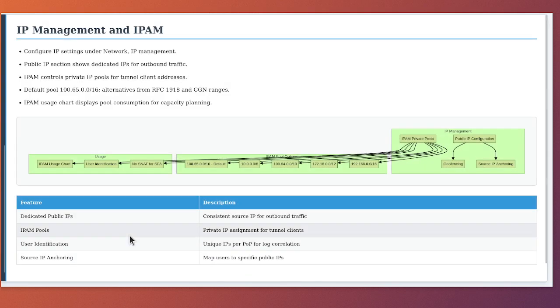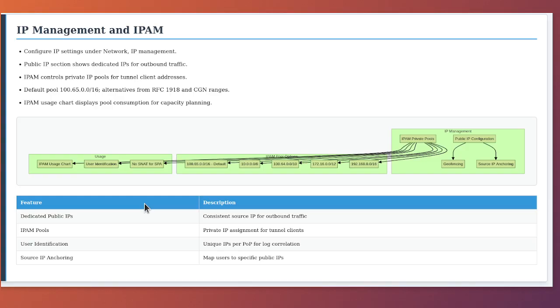IP management and IPAM. IP management in FortiSASE controls how IP addresses are allocated to connected users and devices, as well as the public IP addresses used for outbound traffic. Understanding these settings is important for network planning and integration with existing infrastructure. Under Network IP Management, you can configure several IP-related settings.